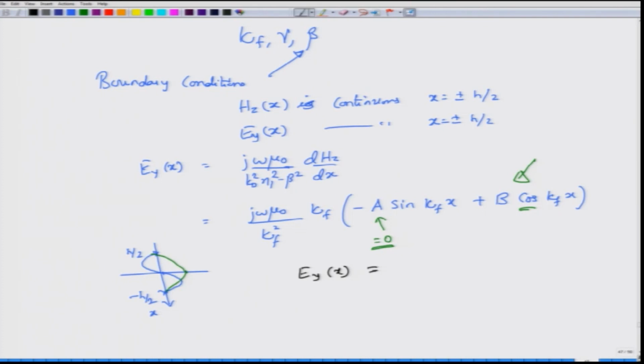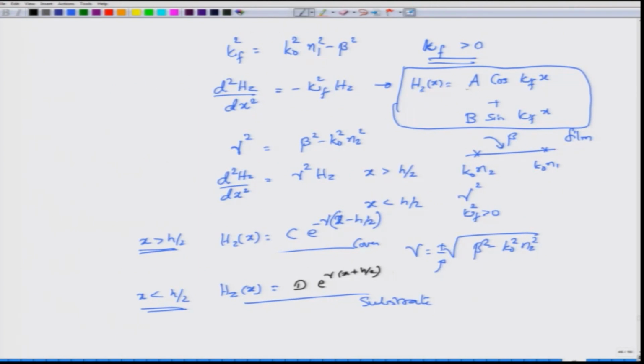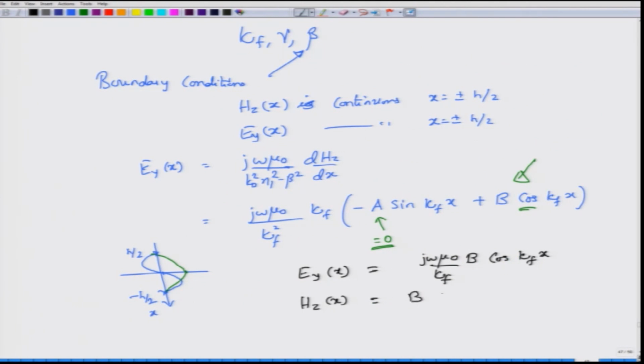Okay. So, Ey of x is given by j omega mu naught by kappa f, there is a constant b here, then I have cosine kappa f times x. This is for the field inside the film, right. The corresponding Hz of x will be of the form. So, let us look at Hz of x. Hz of x, because we have set a equal to 0, will not have this term. So, it will have only this b sin kappa f x term. So, this would be b sin kappa f x. Okay. This is in the film.